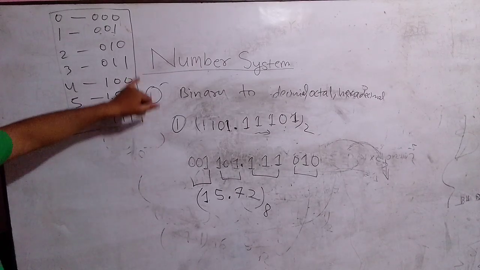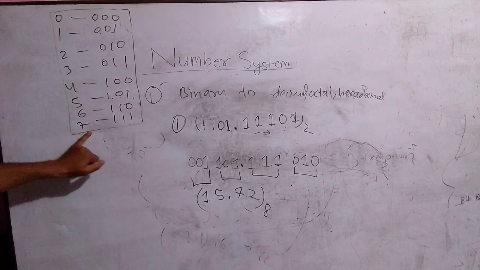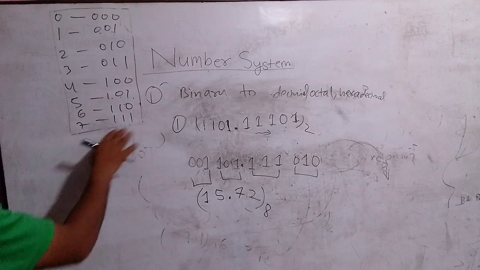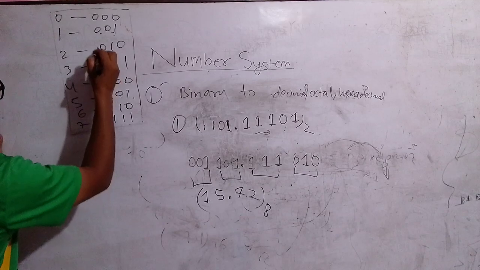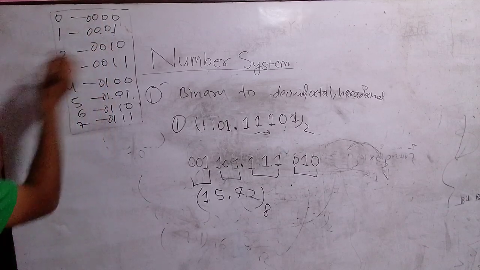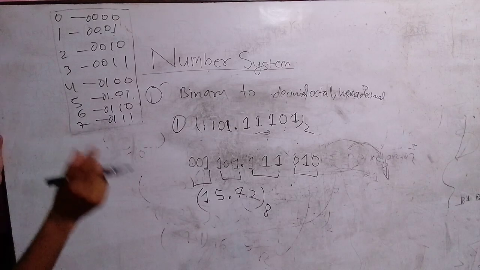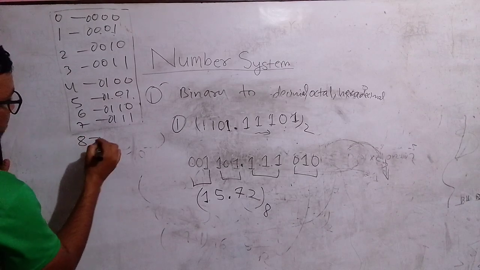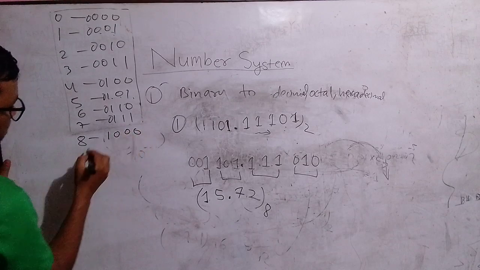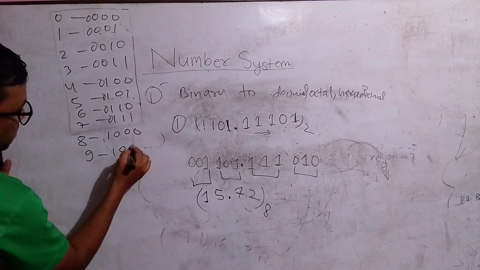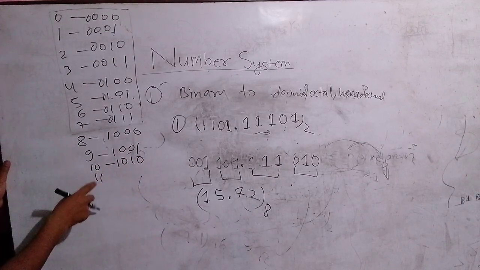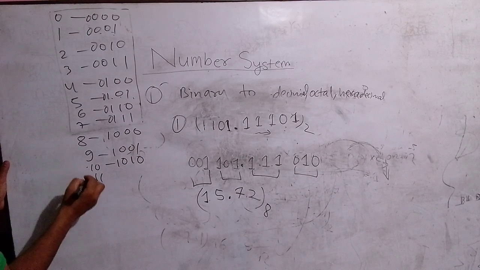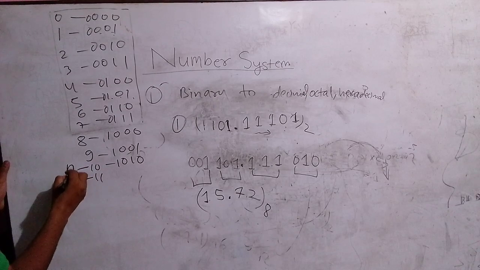from octal to binary. Now we can append 0 here. For any number, we can append any number of 0s to the left hand side for an integer number. Now 8. What does it mean? 8 means 1 0 0 0. 9 is 1 0 0 1. 10 is 1 0 1 0. 11 in the decimal number system is B in the hexadecimal number system.